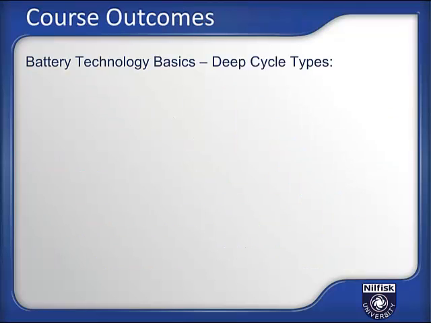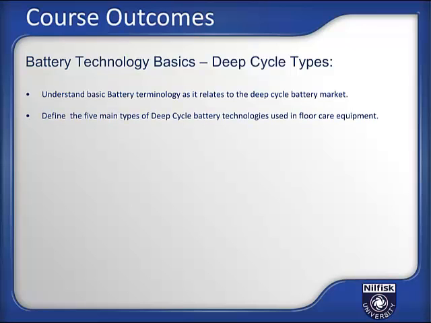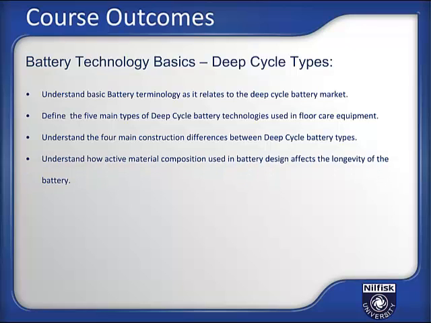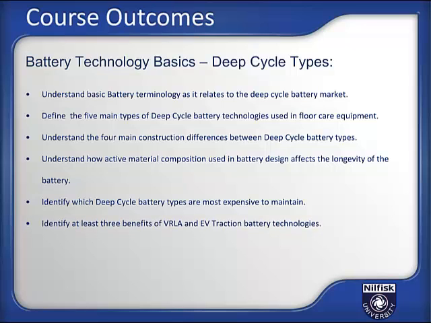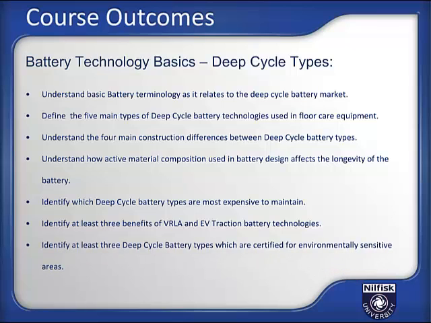After successfully completing this lesson, each learner will be able to understand basic battery terminology as it relates to the deep cycle battery market, define the 5 main types of deep cycle battery technologies used in floor care equipment, understand the 4 main construction differences between deep cycle battery types, understand how active material composition used in battery design affects the longevity of a battery, identify which deep cycle battery types are most expensive to maintain, identify at least 3 benefits of valve-regulated lead-acid or sealed batteries and EV traction battery technologies, and identify 3 deep cycle battery types that are certified for environmentally sensitive areas. Let's get started.